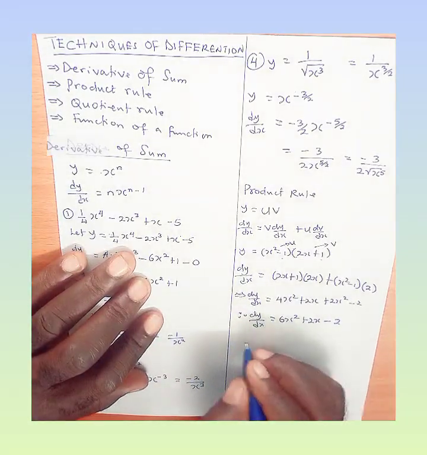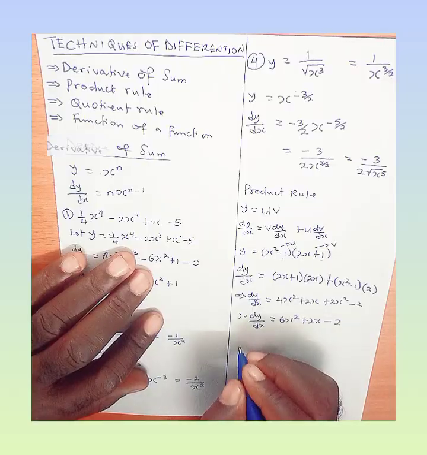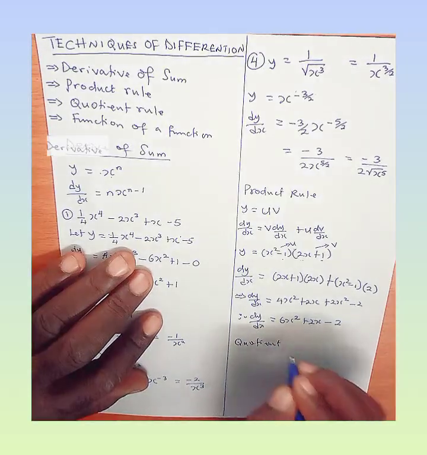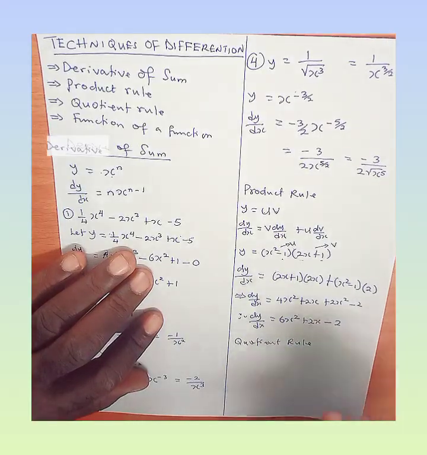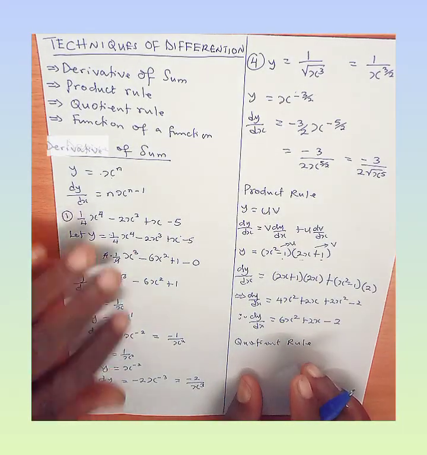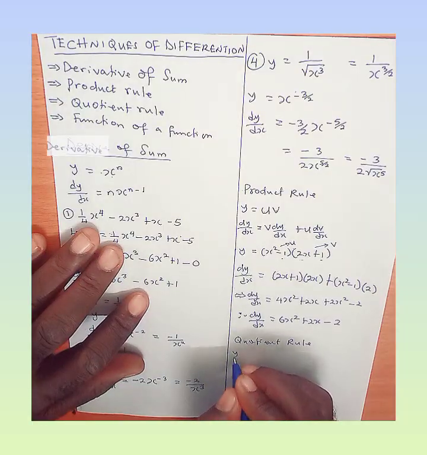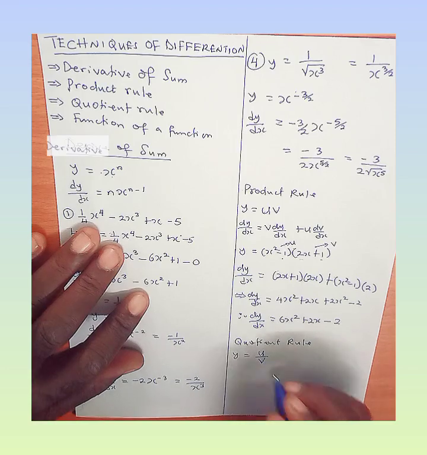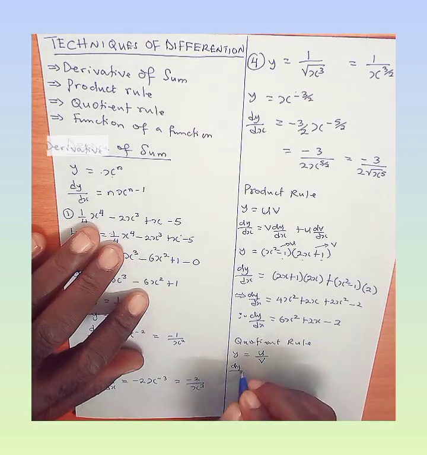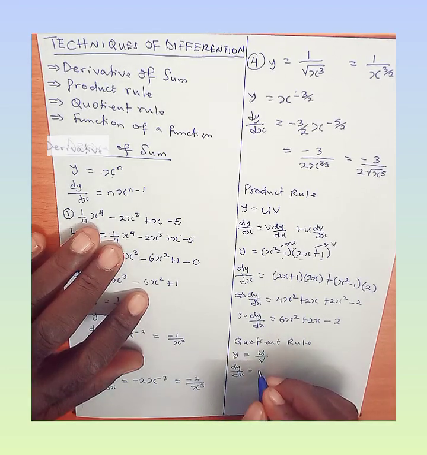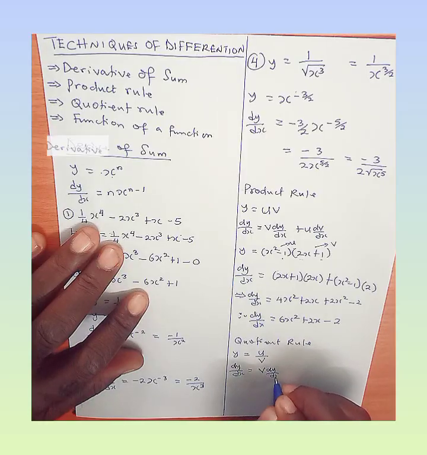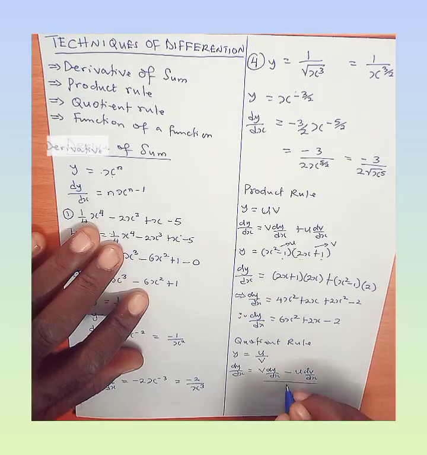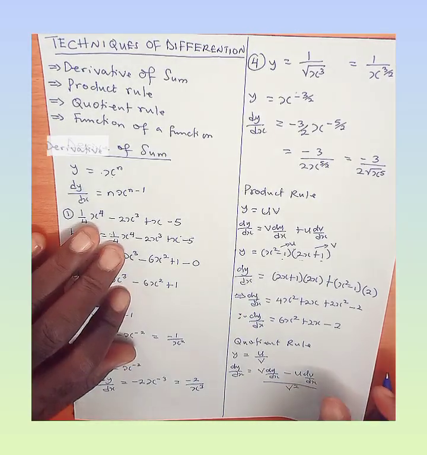Now the third one here, we are going to take a look at quotient rule. When do we use quotient rule? We use quotient rule to differentiate fractional algebra. Take for instance, you have y is equal to u over v, and u and v are both functions of x. To differentiate y with respect to x is given by this expression: v du/dx minus u dv/dx over v squared. Now let's take an example to illustrate this.